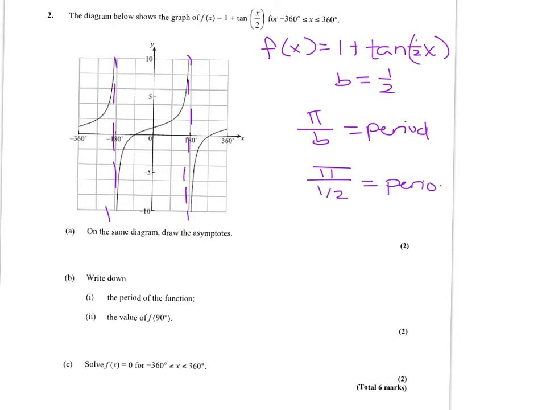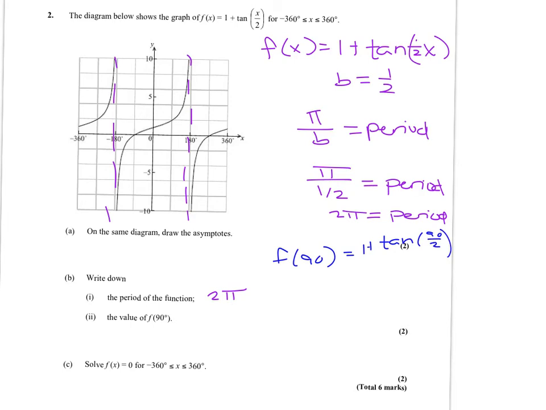So that gives us our period of 2 pi. Then it asks us for the value when x is 90 degrees. We have a couple of different options for this. We could plug it in. Most people are tempted to say f of 90 and go through the work of tangent of 90 over 2 and solving it algebraically.